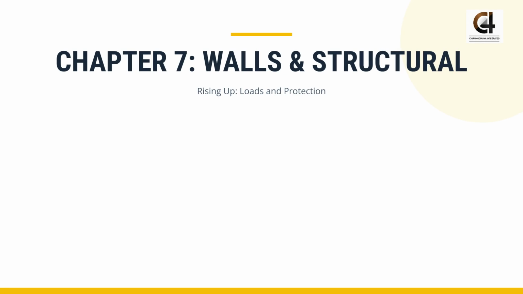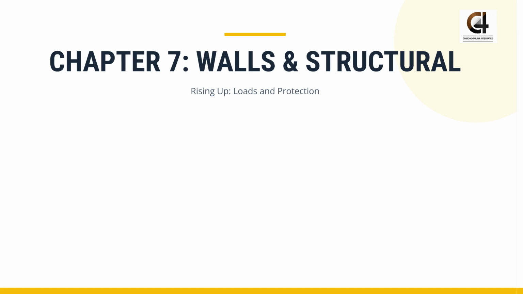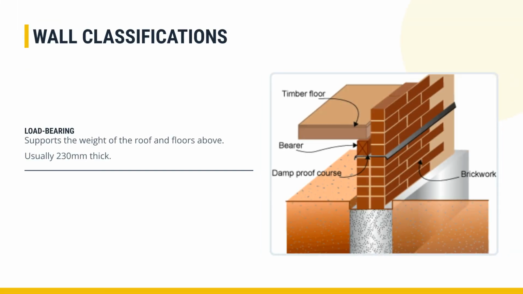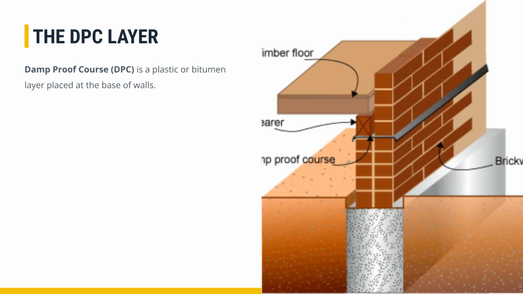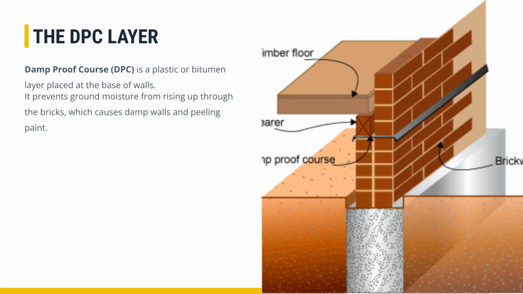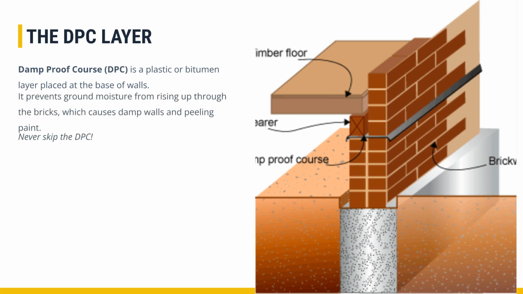Chapter 7, Walls and Structural, focuses on the vertical elements of the building, including load support and protection from the elements. Walls are classified as load-bearing, typically 230 millimeters thick, supporting the roof and floors, or non-load-bearing partition walls, often 115 millimeters thick. The damp-proof course, or DPC, is a plastic or bitumen layer placed at the base of walls to prevent ground moisture from rising. Never skip this layer, as it protects against dampness.